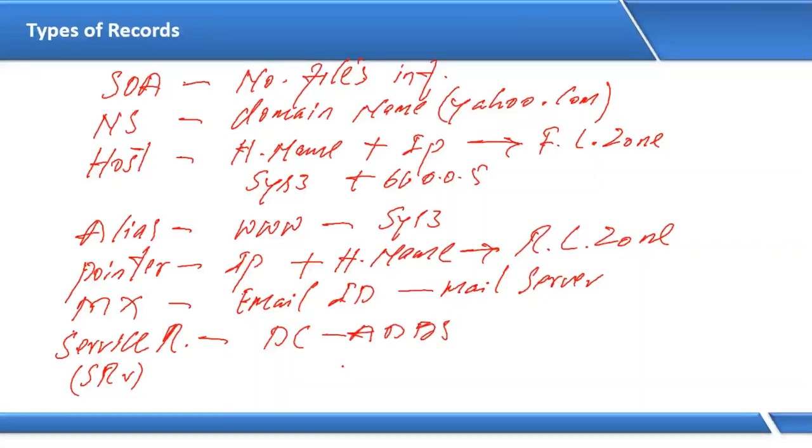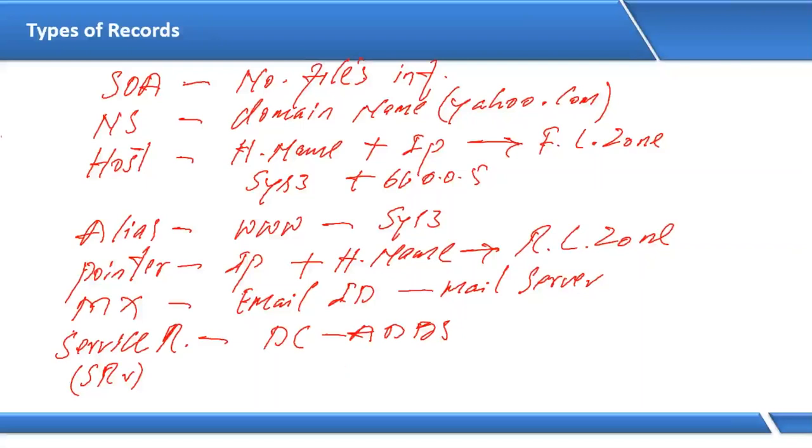Okay. So how many records do we have in total? The SOA record contains number of files information. The NS record contains domain name information. The host record contains name and IP information. The alias record contains the alias name www. Instead of the system name, we allow the user to access the website by www. Then the pointer record contains IP to host name information. The MX record is used for creating the email IDs in the mail server, and the service record is used for DC, it contains DC Active Directory information, right?